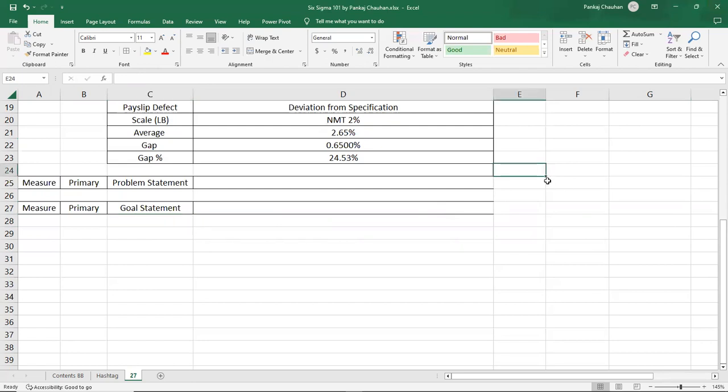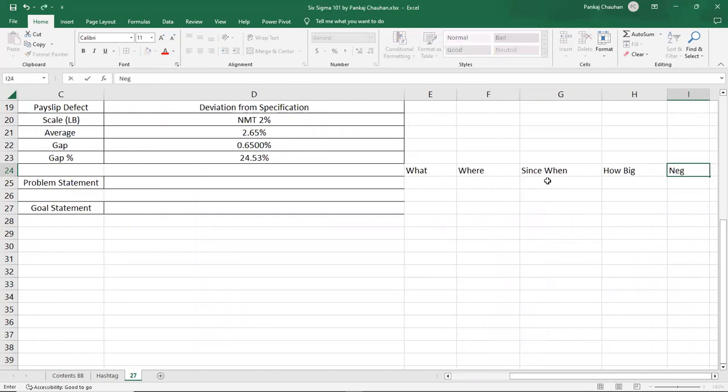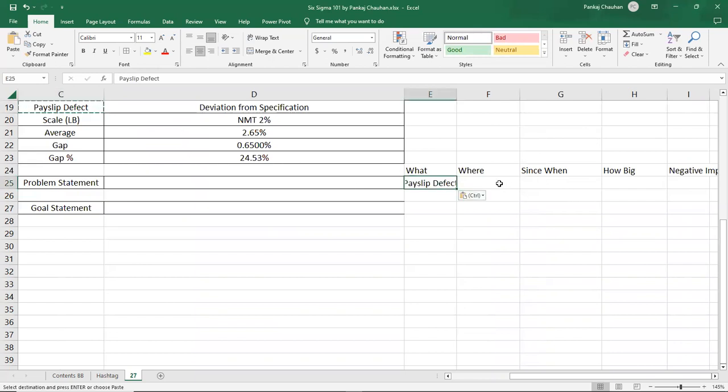So what is the problem? Where is the problem? Since when is the problem? How big is the problem? And what is the negative impact of that? So what is the problem? The problem is that I have a payslip defect. Where is the problem? In the ABC organization, payroll process, because you will get payslip defects from the payroll process.